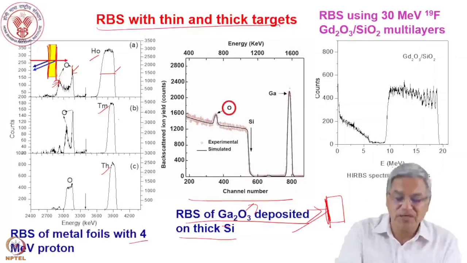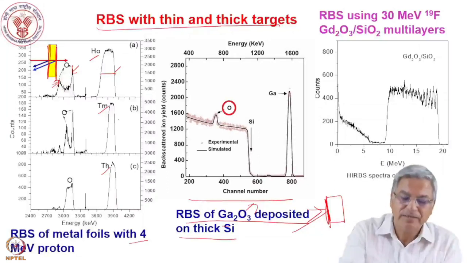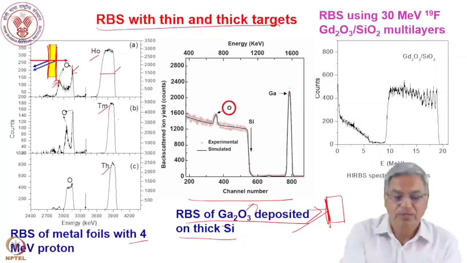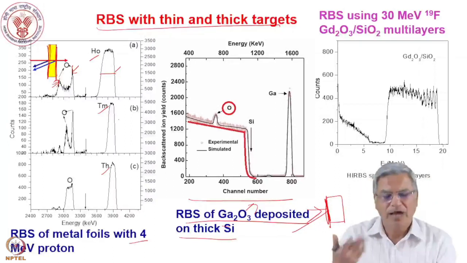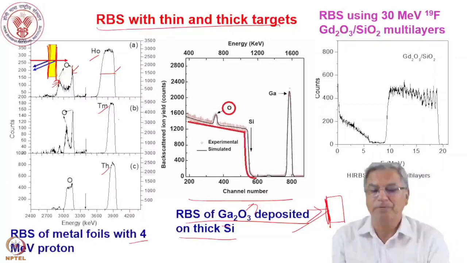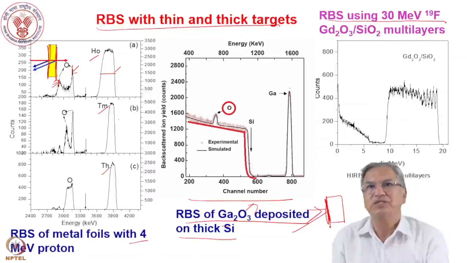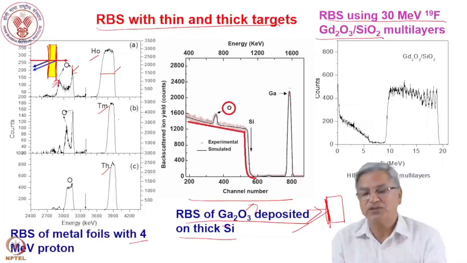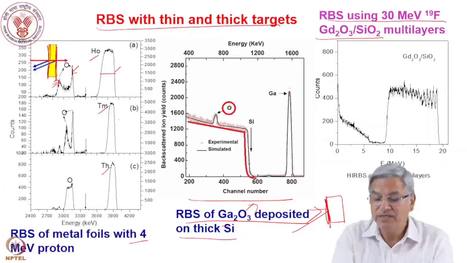Since silicon is very thick, it will not appear as a peak, but as a thick edge type of feature. So this is all due to silicon. Since it is effectively infinitely long compared to the projectile range, you will see a hump. So thick targets will show a hump. And this is a very interesting experiment with multilayers. Several layers of gadolinium oxide and silica were deposited, each layer being nanometers thick, and that could be seen in the RBS spectrum.